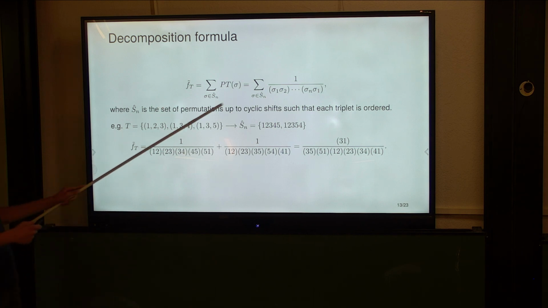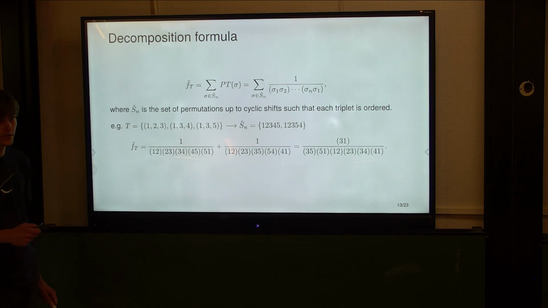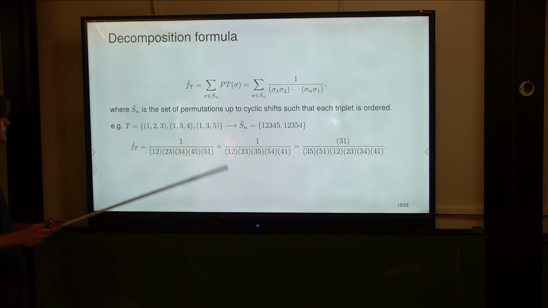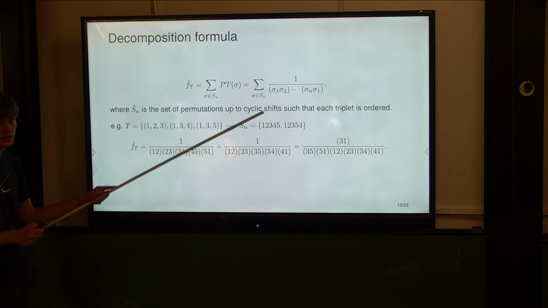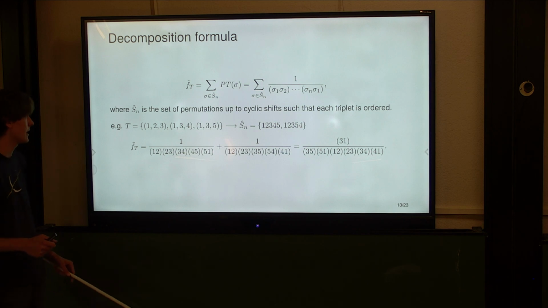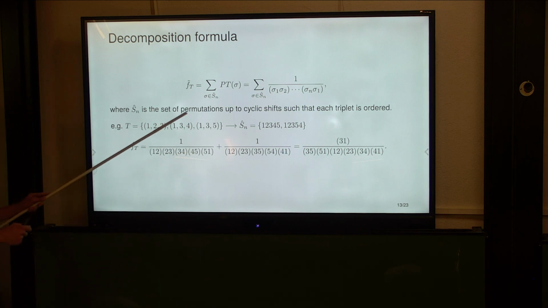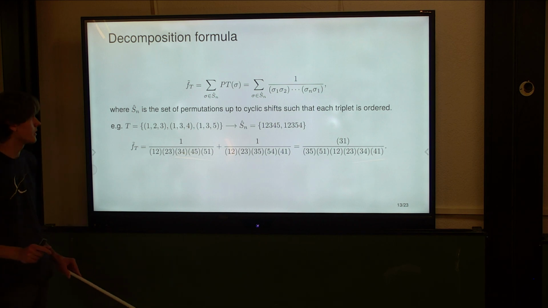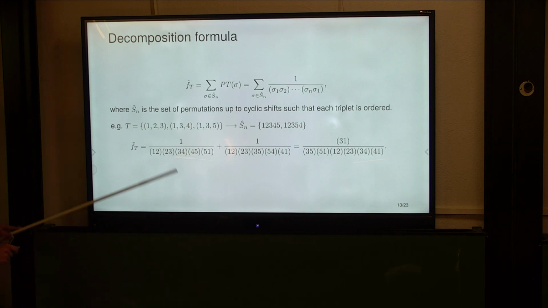So here's the formula we had for our differential form as a sum over Park-Taylor factors. These triplets define some partial cyclic order on the set of indices, and this sum is over the extensions of the cyclic order, if you'd like. Here I wrote it as the set of permutations up to cyclic shifts, just in case cyclic orders aren't something people have heard of.